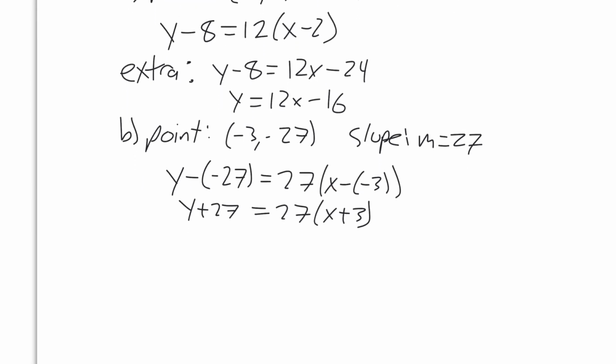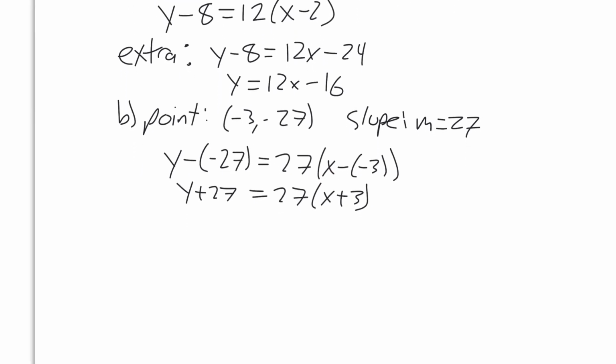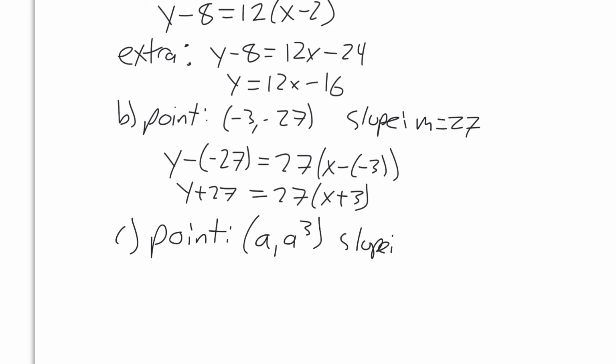Now let's try that third one. So for part C, remember our point's a little weird. It's at a and then f of a, which is a cubed. And the slope was just m equal to 3a squared. So our formula is y minus a cubed equals 3a squared times (x minus a).